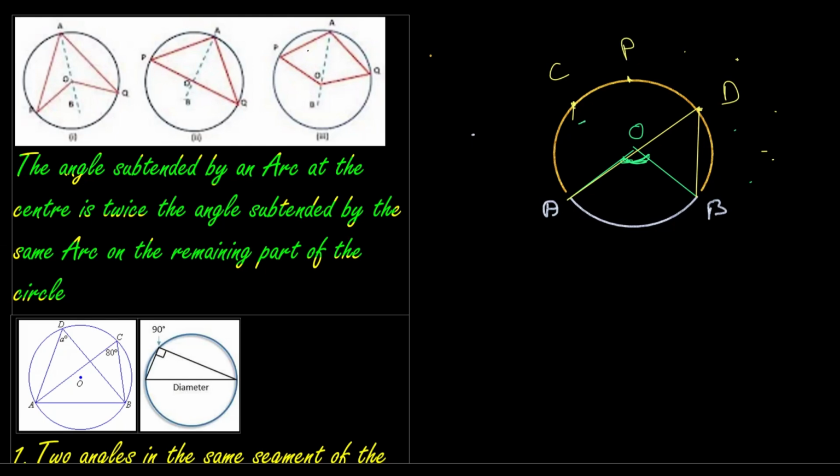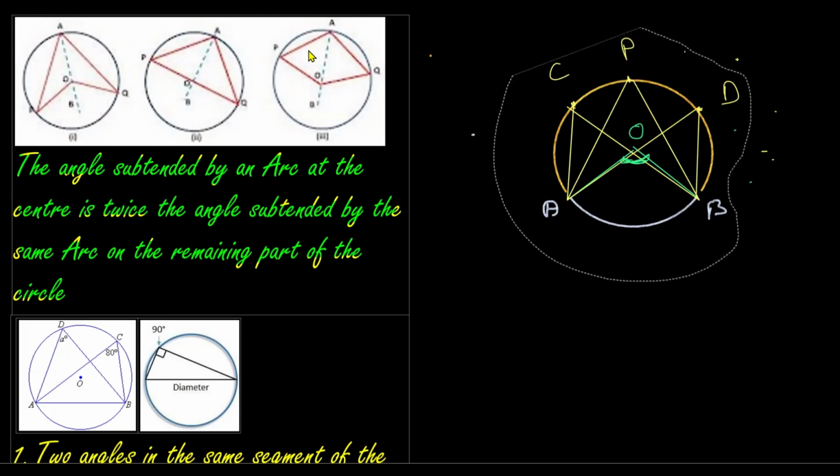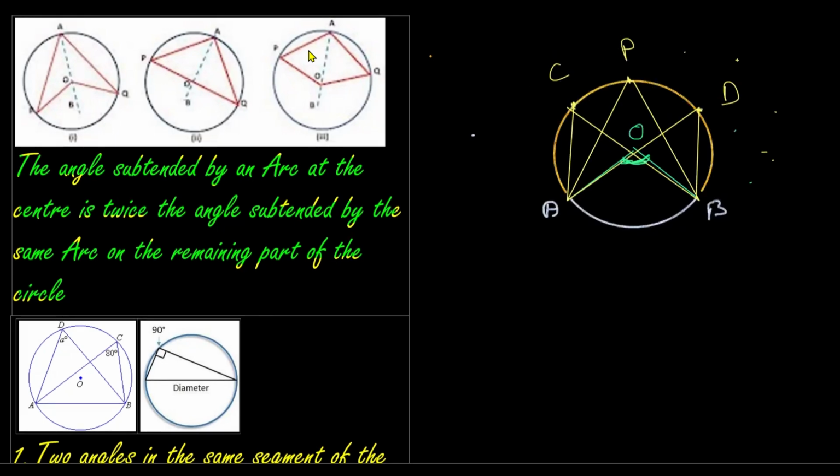Now, if I use this concept of alternate segment, there are two more properties that can be derived using it. So let's figure them out, but before that, let's do one more part on this question.